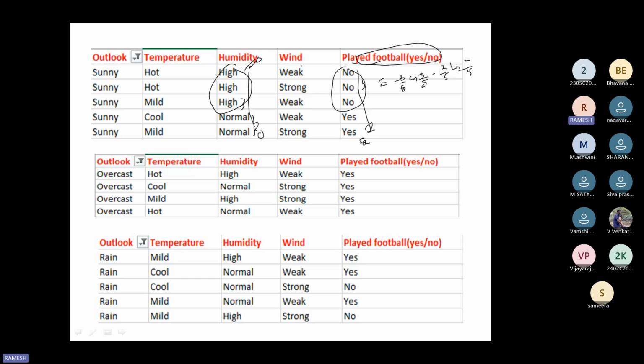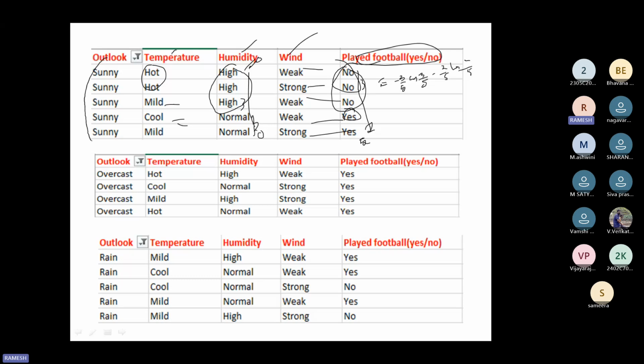Next, when wind is weak, two options are there. Wind is strong, two options, which means the data is mixed, so purity is 0 and impurity is there. Here also, when it is hot, no. When it is mild, yes and no. When it is cool, yes. So we can get the information gain of humidity is greater than temperature and wind.